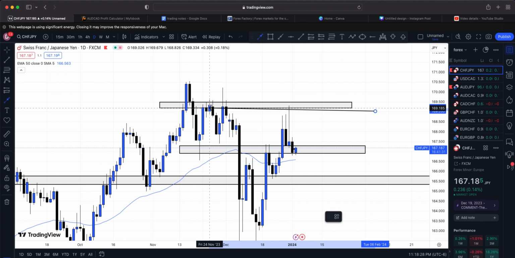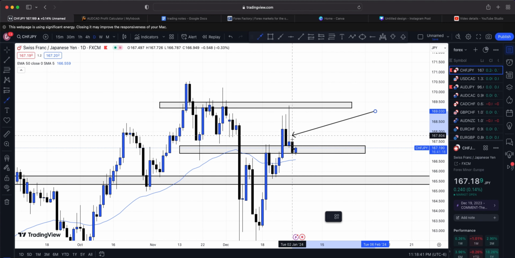we see that price has rejected not just once, but twice. And also, I would consider this a third touch. We do have that wick inside that zone. And that's pretty much it. That's the entire process of why I'm looking to take this trade.